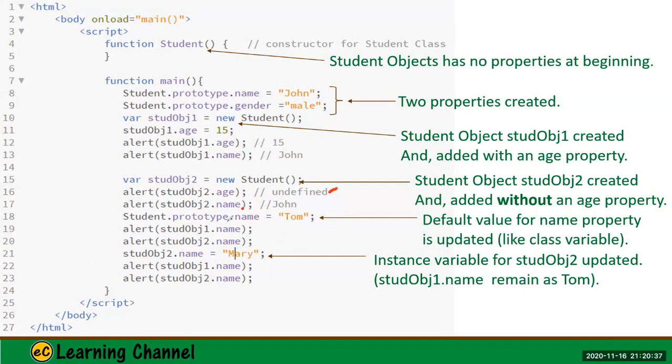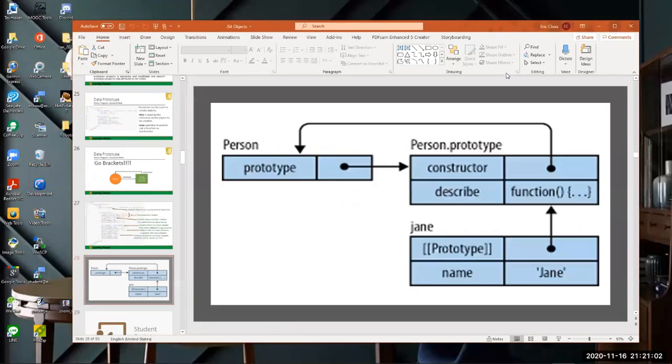Then we change the prototype's name to Tom. Then we print out the name for student 1 and student 2. And then I change student 2's name, assigning it to Mary. So now let's look at the result for this program, okay? This program is interesting. We don't know what it is, but let's look at its result.